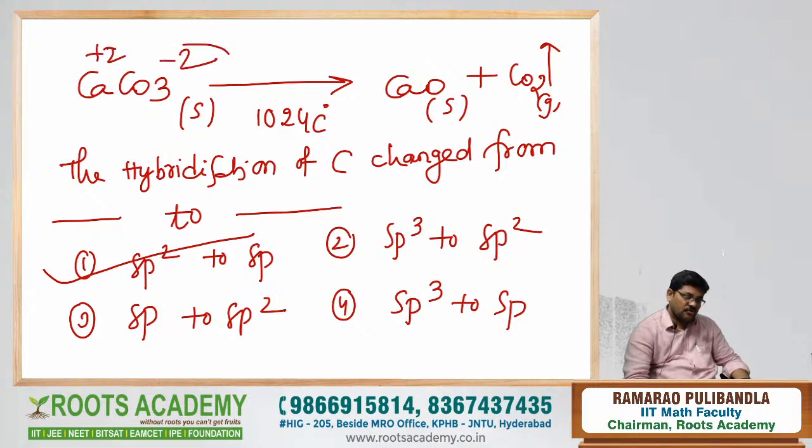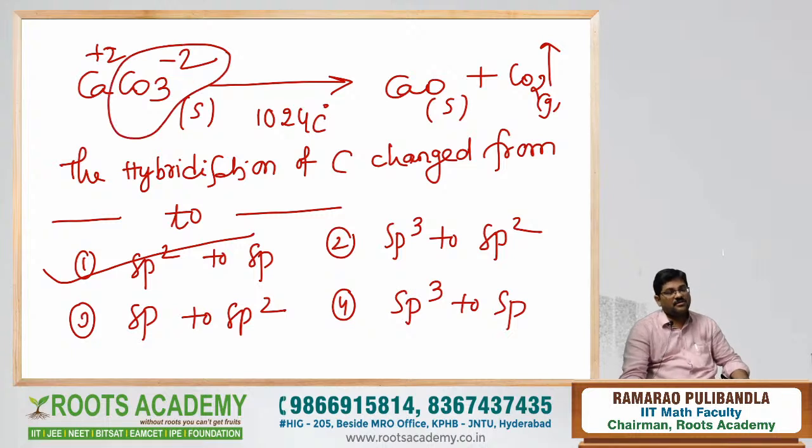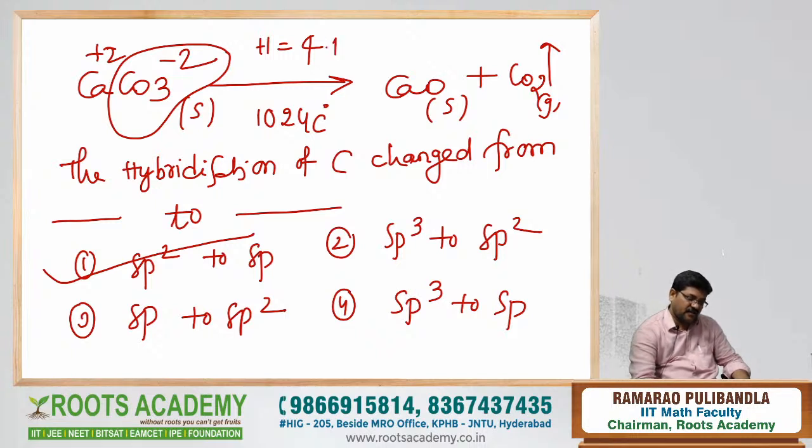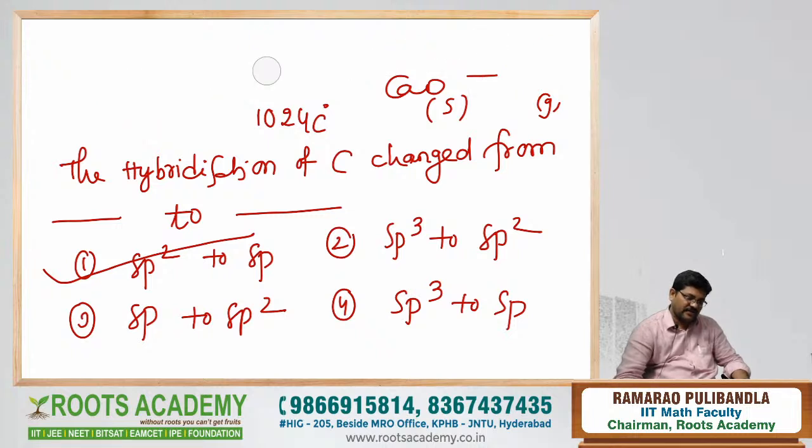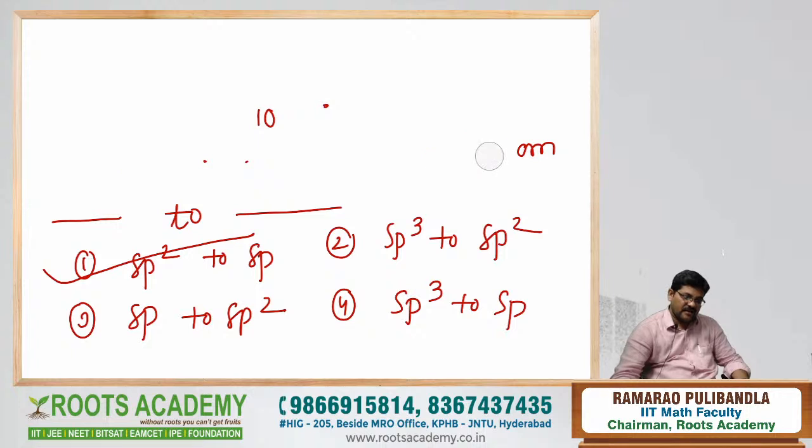Now in the CO3 2-, go for the shortcut method of hybridization. Hybridization H is equal to, carbon belongs to group 4, yes or no? Very good, 4, and oxygen is taken as 3 into 0, minus 2 means adding 2, divided by 2. That is 6 by 2, which is 3. 3 means sp2 hybridization. Simple logic. The hybridization is sp2. I'm explaining perfectly.